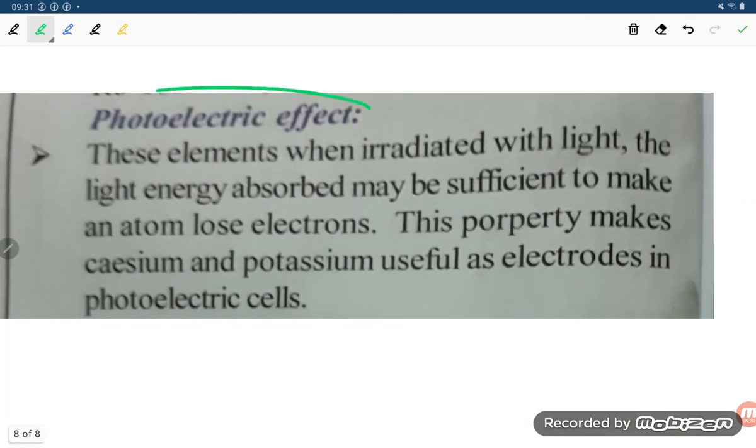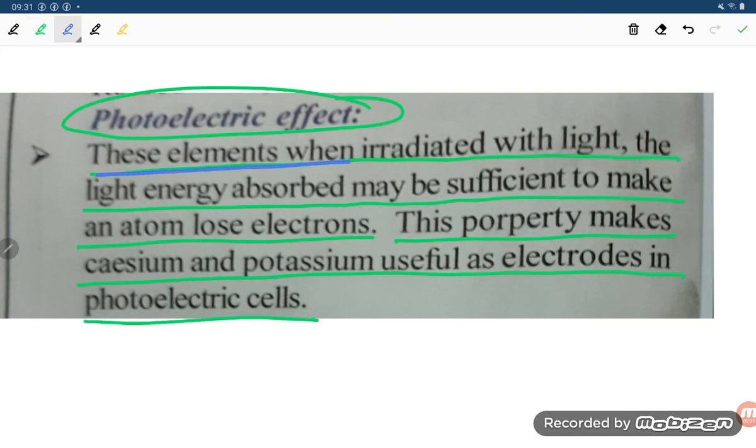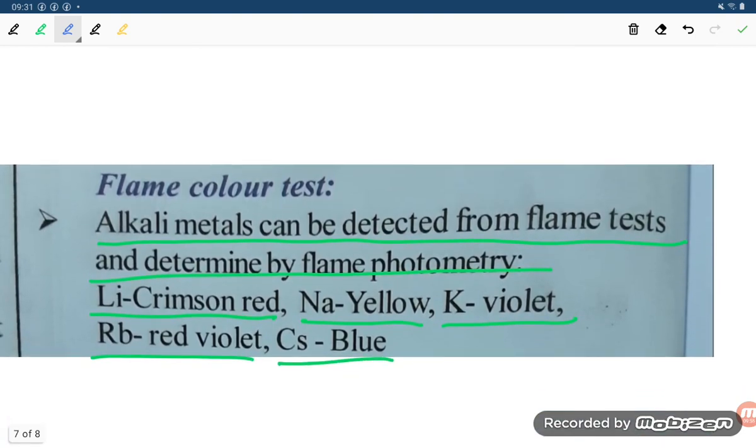So this is the photoelectric effect. These elements, when irradiated with light, the light energy absorbed may be sufficient to make an atom lose electrons. This property makes cesium and potassium useful as electrodes in the photoelectric cell. So that is because they have low ionization enthalpy, they are being used in the photoelectric cell.